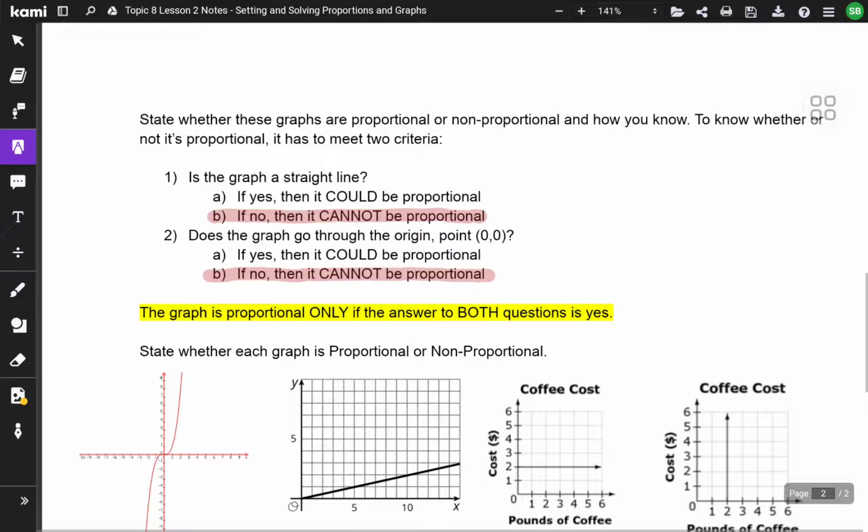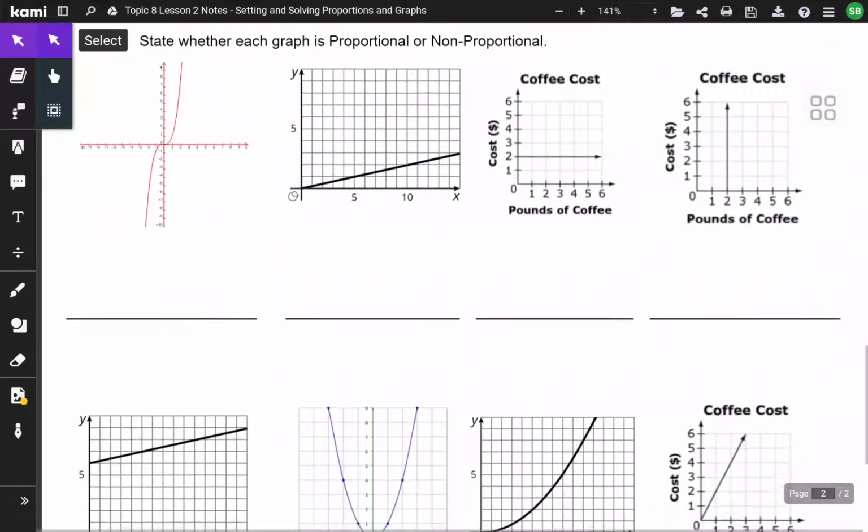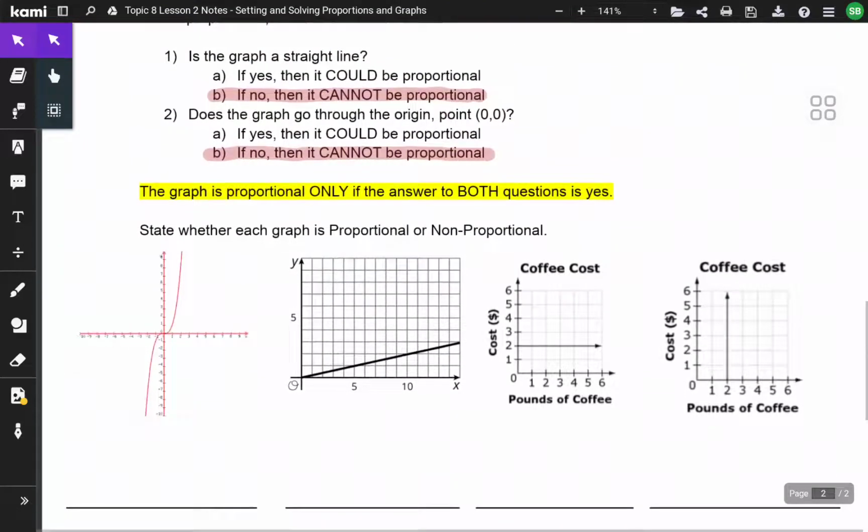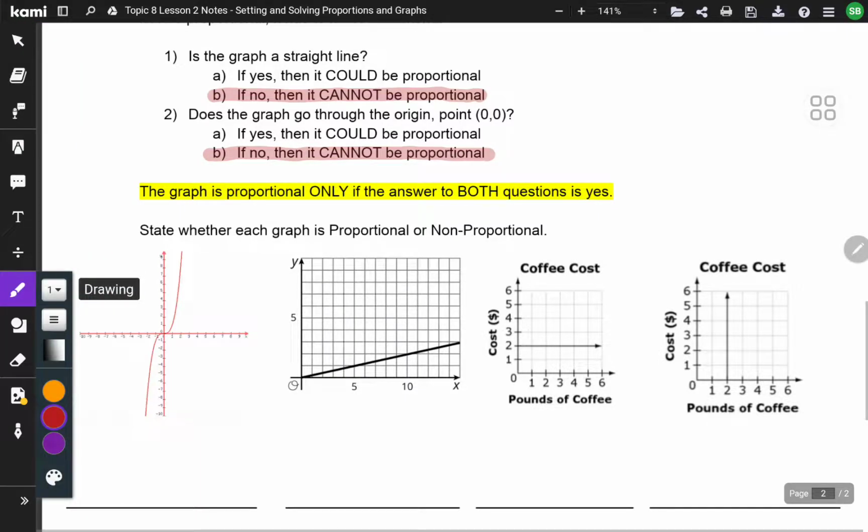Okay, so we're going to state whether these graphs are proportional or not. I'm going to do the top 4, and then you're going to do the bottom 4 on your own. So right away, I ask myself the 2 questions. On this first graph, is the graph a straight line? I immediately see that it's not. It's got this weird curve going on right in the middle of it. It is not straight, so I know right away it is non-proportional. Right away, no doubt. I don't even have to ask myself the second question, because if the first one's a no, it's a no. Okay, so we know this one is not straight.